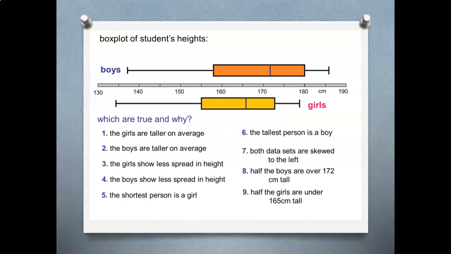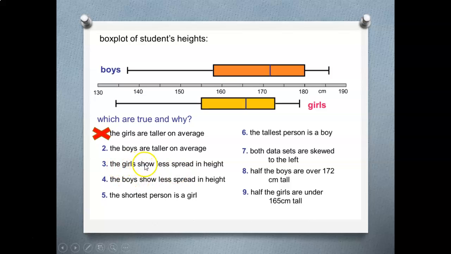Let's look at one more set of comparing box plots. Here we've got boys' height and girls' height. And we've got 9 statements. Which are true and why? So the first statement says the girls are taller on average. Well, if we look at the median of the girls and we look at the median of the boys, is that true? No, it's not true. Number 2, the boys are taller on average. Well, we just said yes, the boys have a higher median, so that is true.